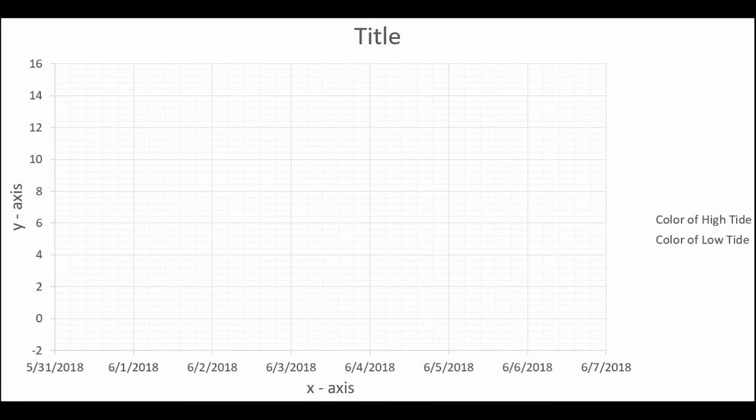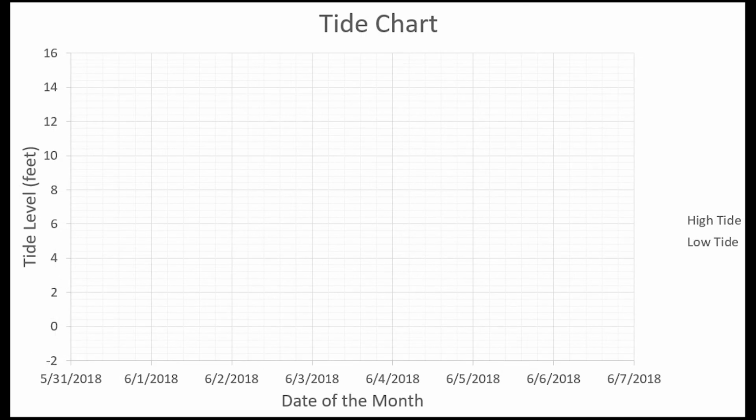On your graphing paper, we need to lay out the foundation for our graph. On the graph, you need to put a title, a y-axis, an x-axis, and a legend. Fill in the title, and then make the tide level the y-axis and the date of the month the x-axis. Before you begin, carefully consider what graph intervals you will use for each axis so that all the data will fit on one single sheet.